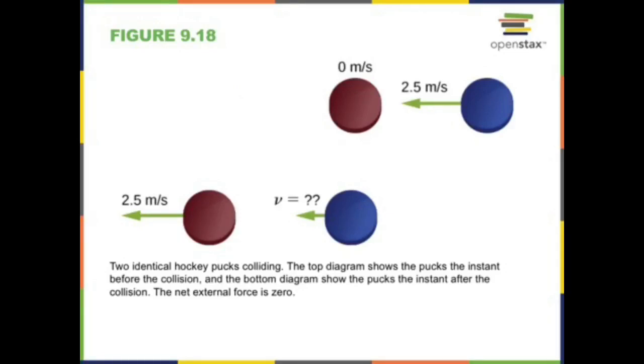Look at this and tell me something. What's it talking about? Hockey pucks. Is this a case of negligible friction or a case of considerable friction?